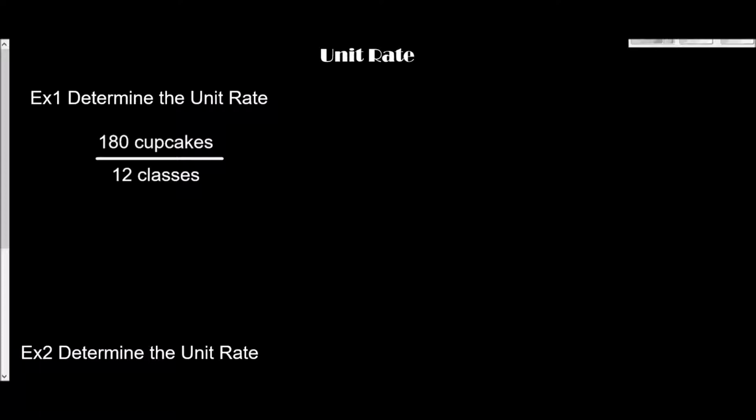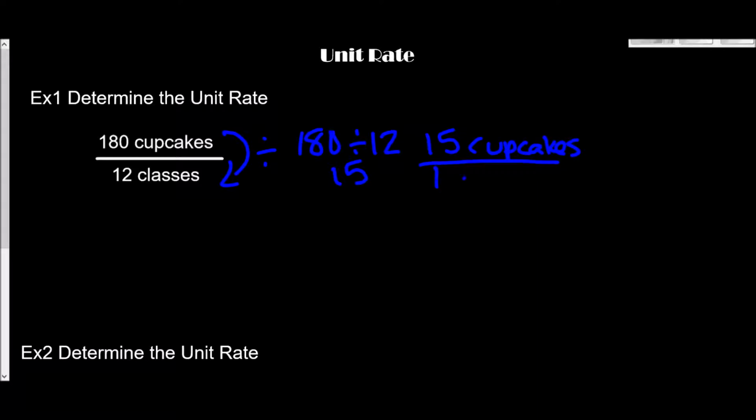So in this first example, I have cupcakes to classes. So what I need to determine is how many cupcakes in one class. And to do this, we're going to divide top by bottom. So I'm going to do 180 divided by 12, which is going to give me 15. So that means I have 15 cupcakes for one class. I'm always required to have units, cupcakes to class, because this is unit rate, and 1 is always going to be on the bottom no matter what I do.